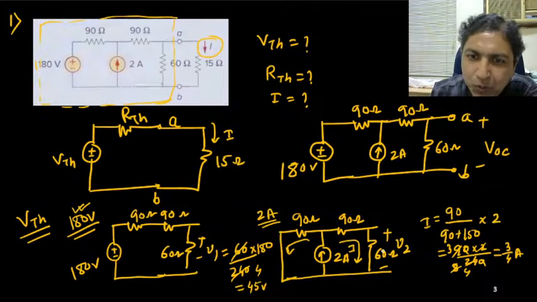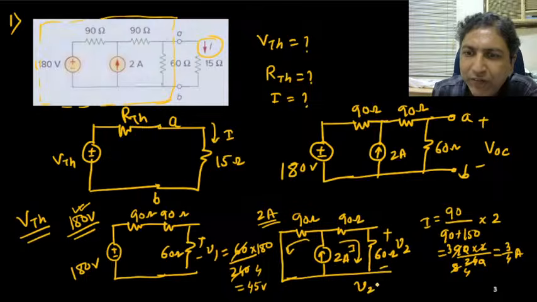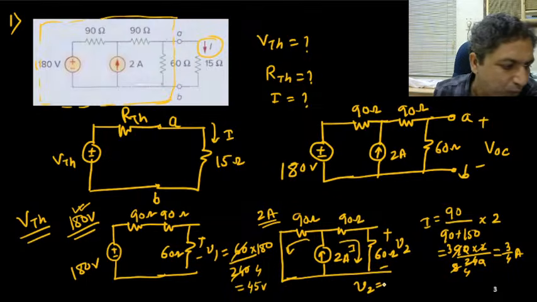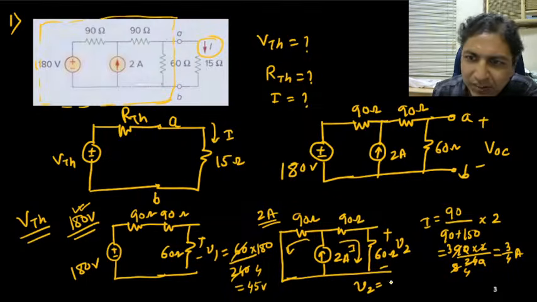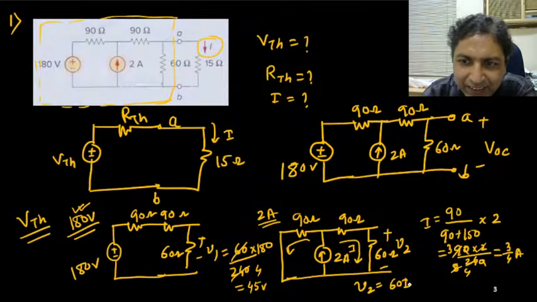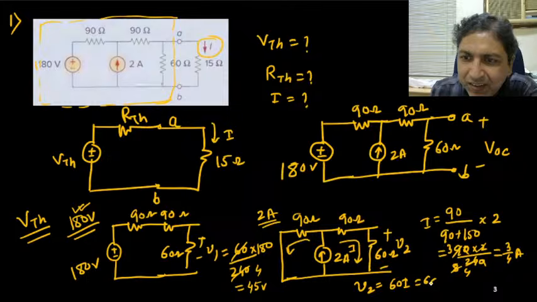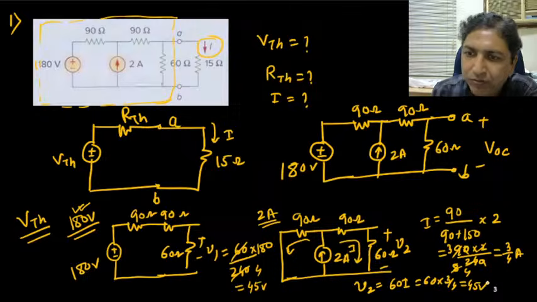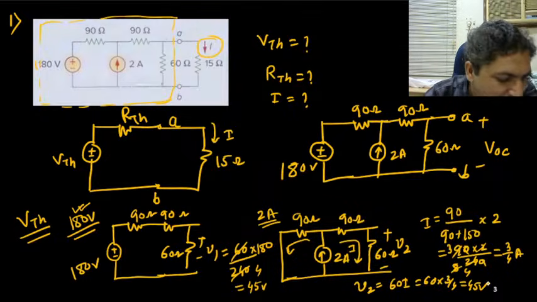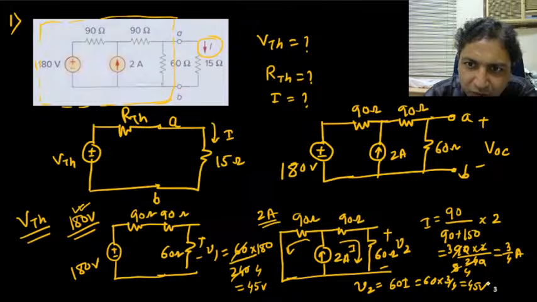So what is V2? So you can find out the V2 easily. So what is V2? 60 into I. No? Because current is I. So the voltage across 60 ohm is 60 into I. So it will be 60 into 3 by 4. 15. So again it is 45 volt. So V1 is 45 volt, V2 is also 45 volt.